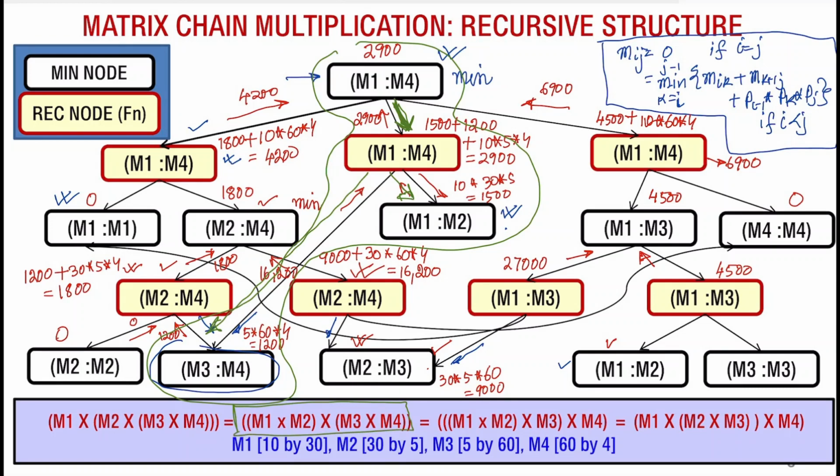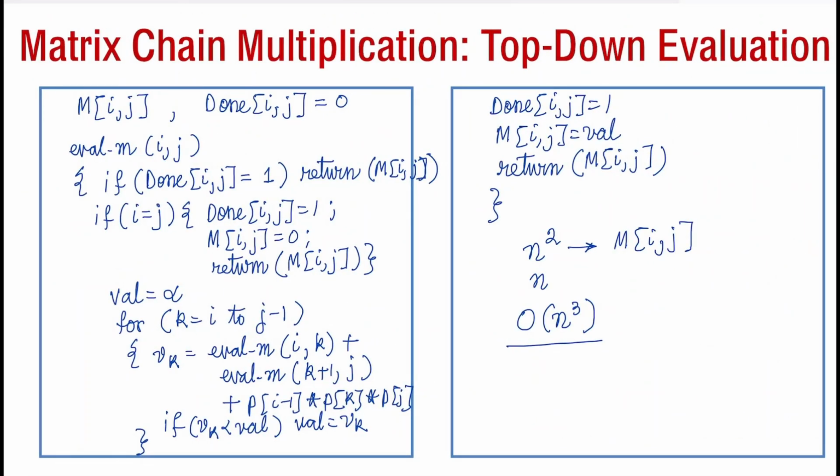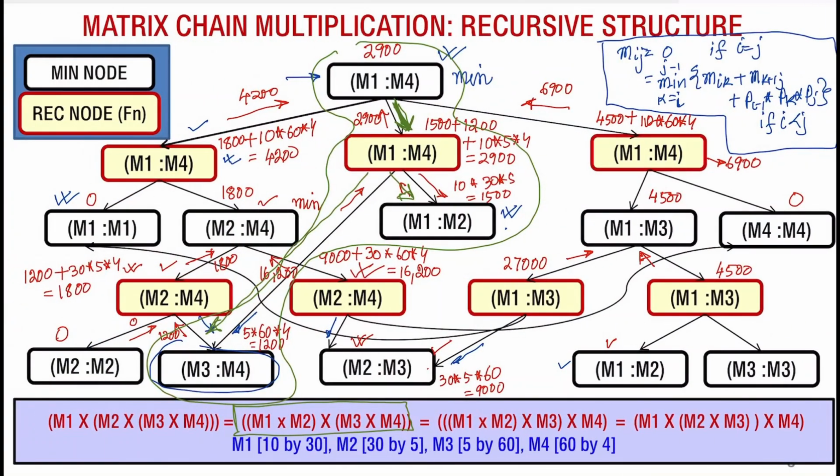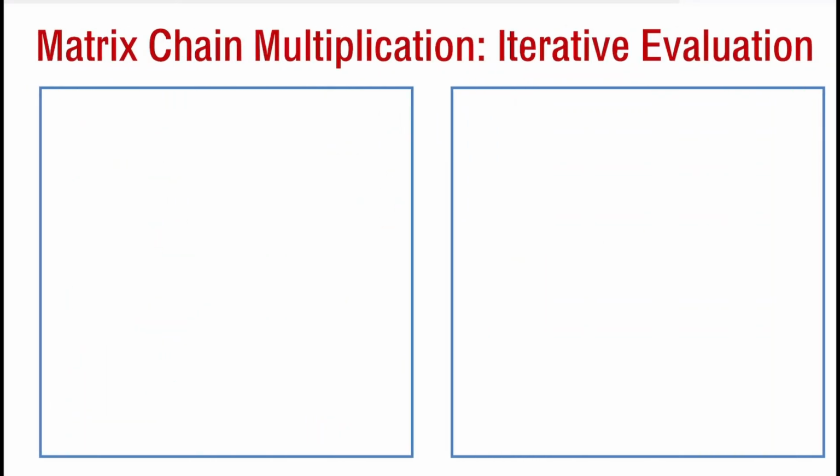So this is how the top-down algorithm will work, and the top-down algorithm will compute every step only once, and therefore will compute it in order n cubed time. If we look at this top-down algorithm more carefully, and we look at the structure of the whole matrix chain multiplication, we will be able to see that an iterative algorithm is not difficult to obtain.